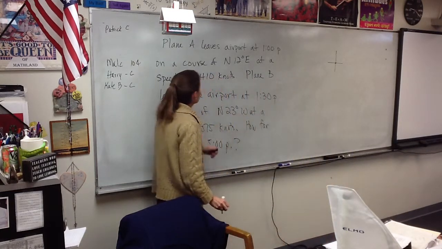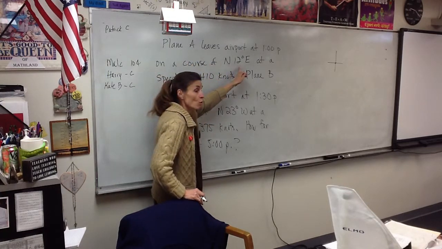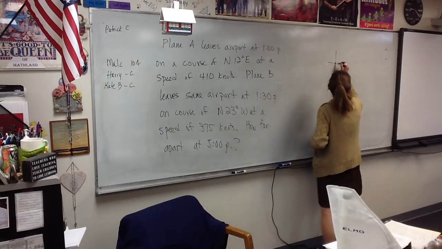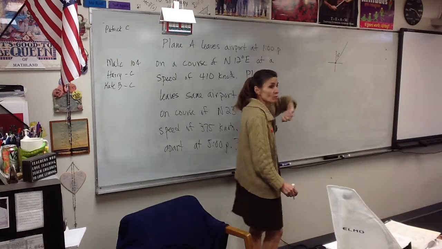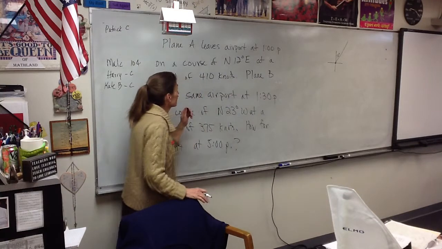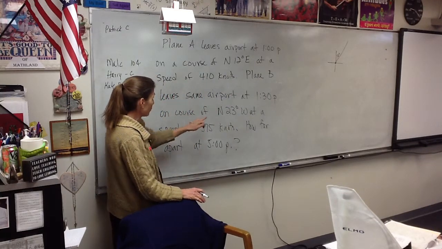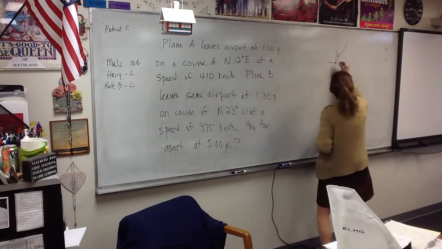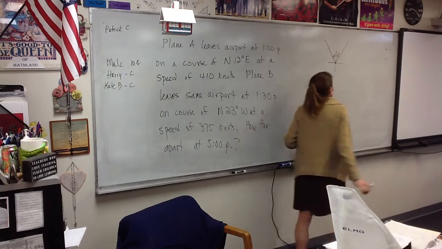So I'm going to draw a picture of plane A on a course of north 12 degrees east. You need to remember that means north 12 degrees east. It looks like that. Point straight north, veer 12 degrees to the east. Plane B is leaving the same airport on a course of north 23 degrees west. So that would look like this. Do you agree with that?